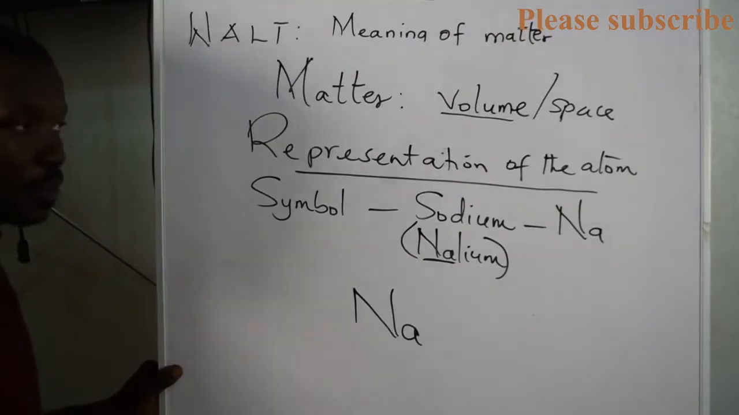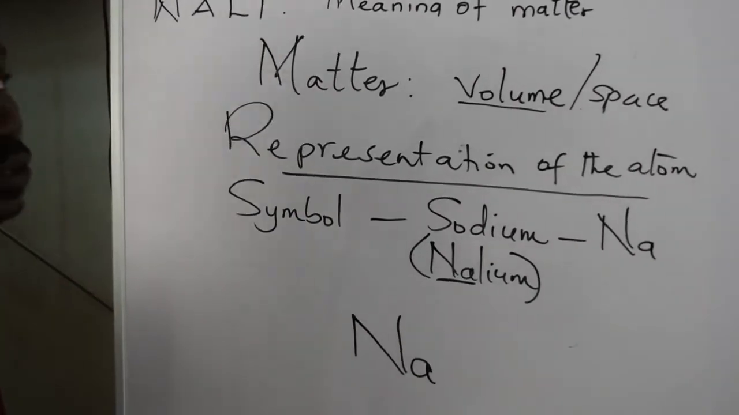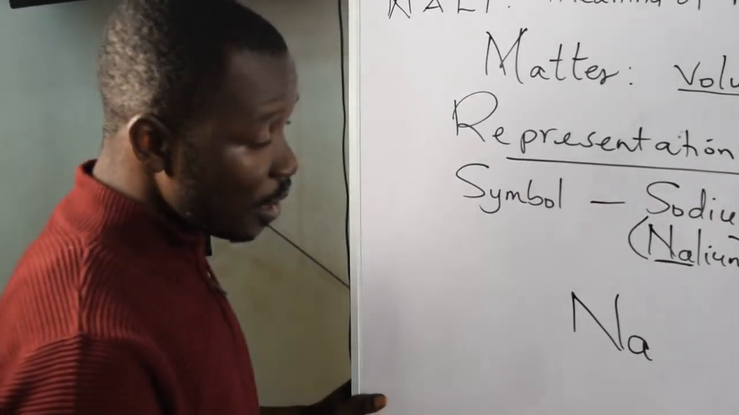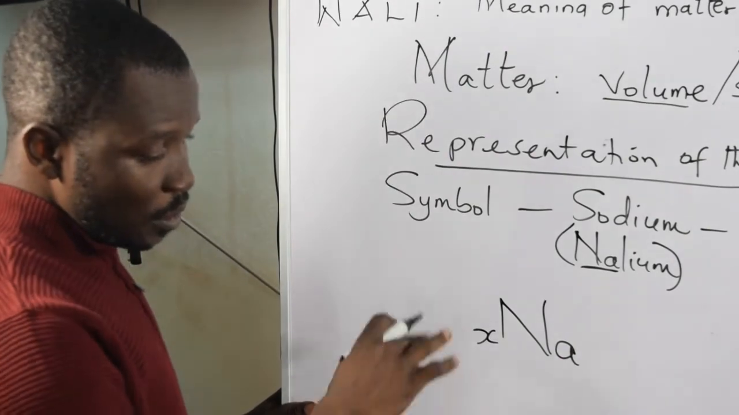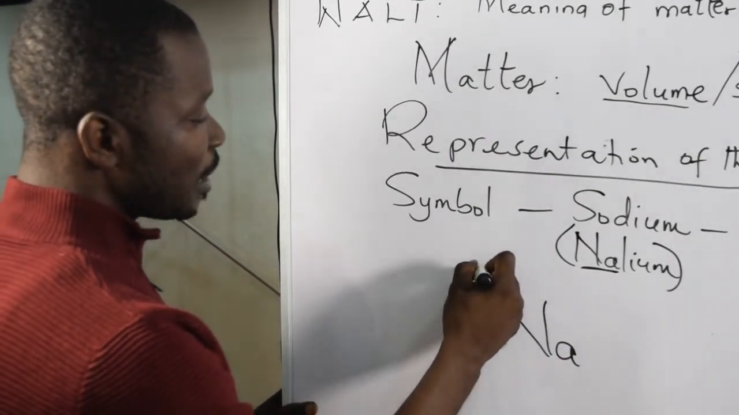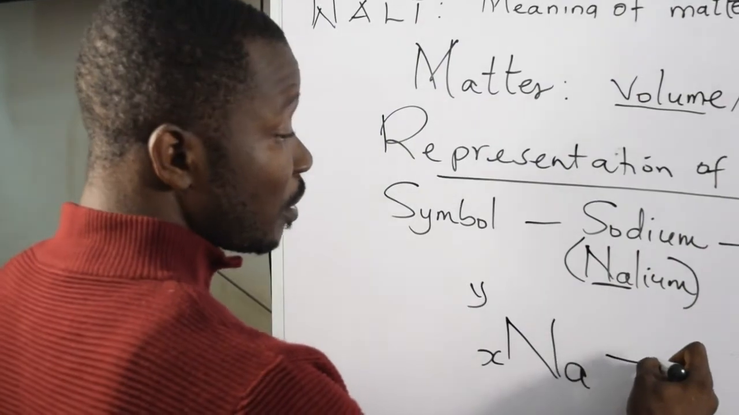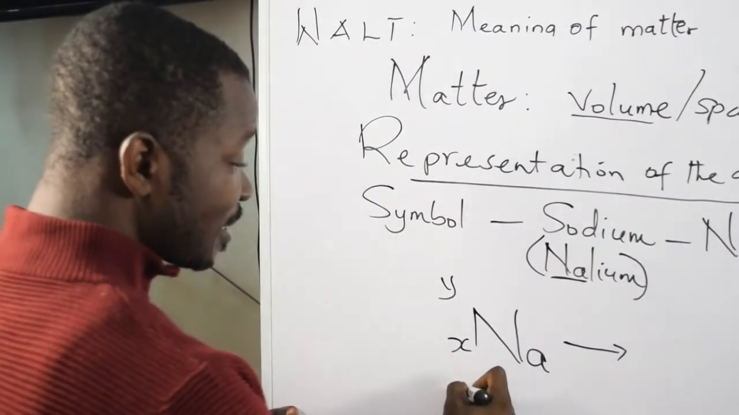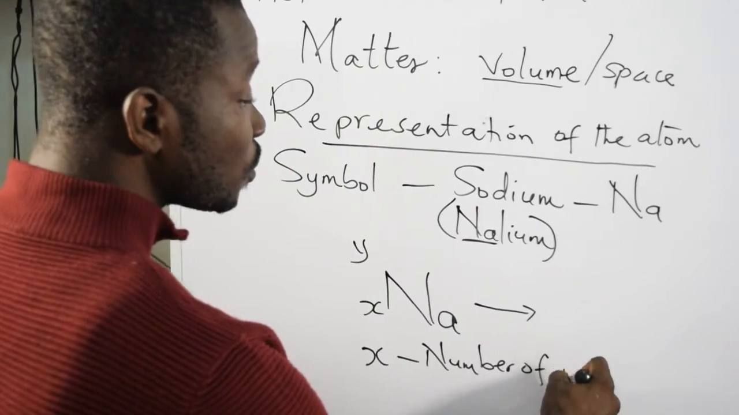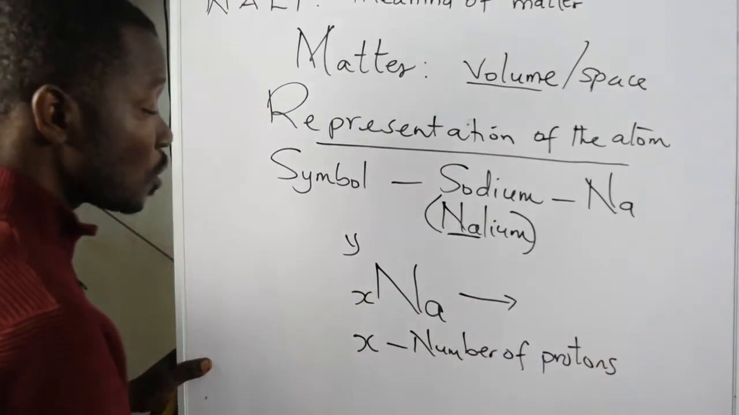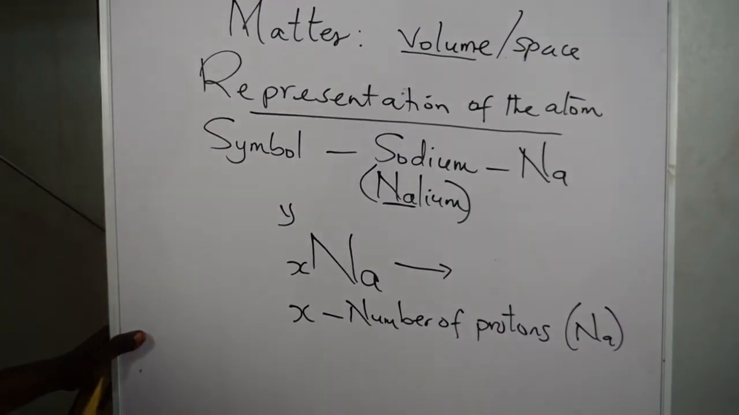The next thing I need to look at is, because previously we looked at the structure of an atom, we realized that atoms contain electrons, protons, and neutrons. So I'll put a number here, the left lower subscript, and then put a number here, the left upper superscript. Now I want you to observe this very well. What this means is that X is the number of protons of sodium. That's the element. X is the number of protons.